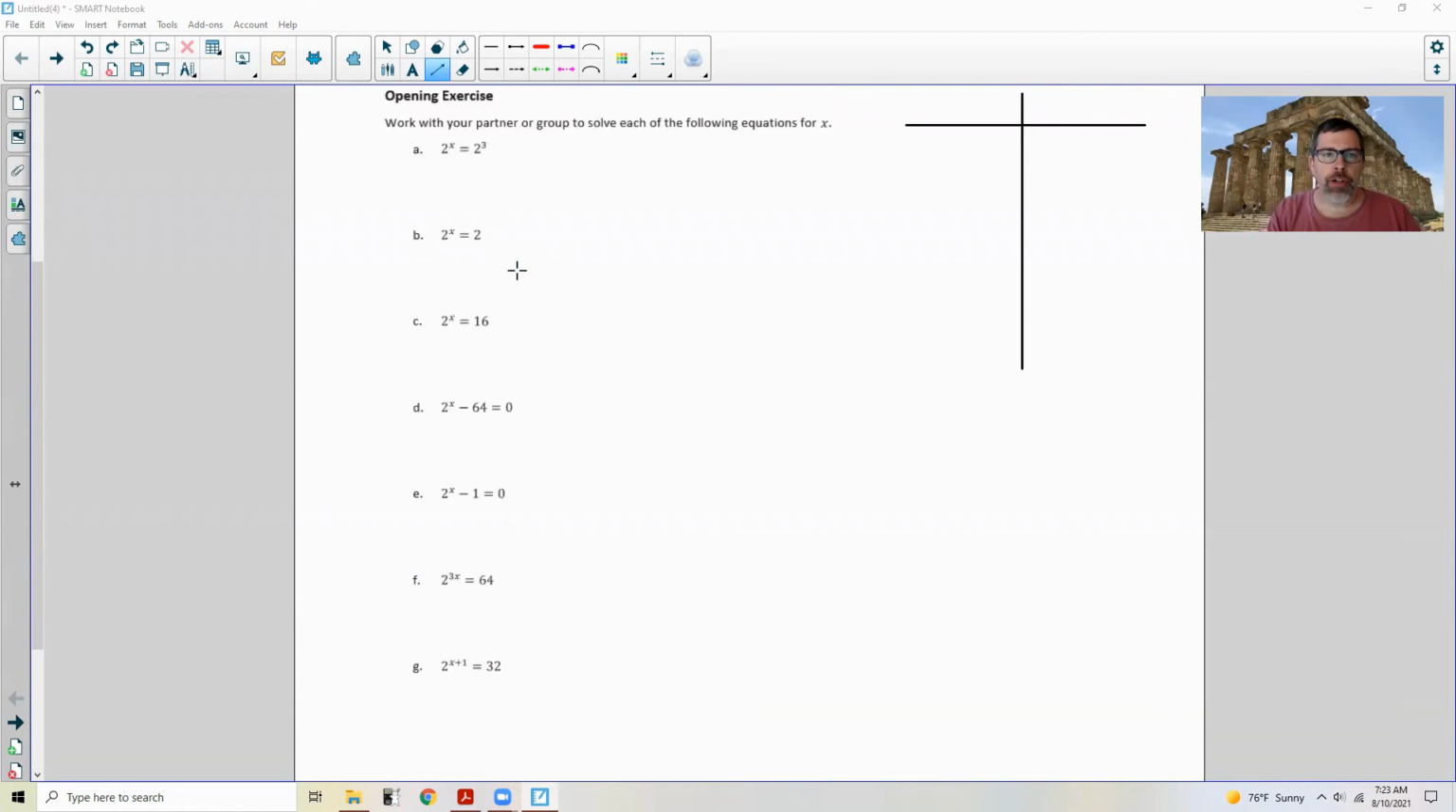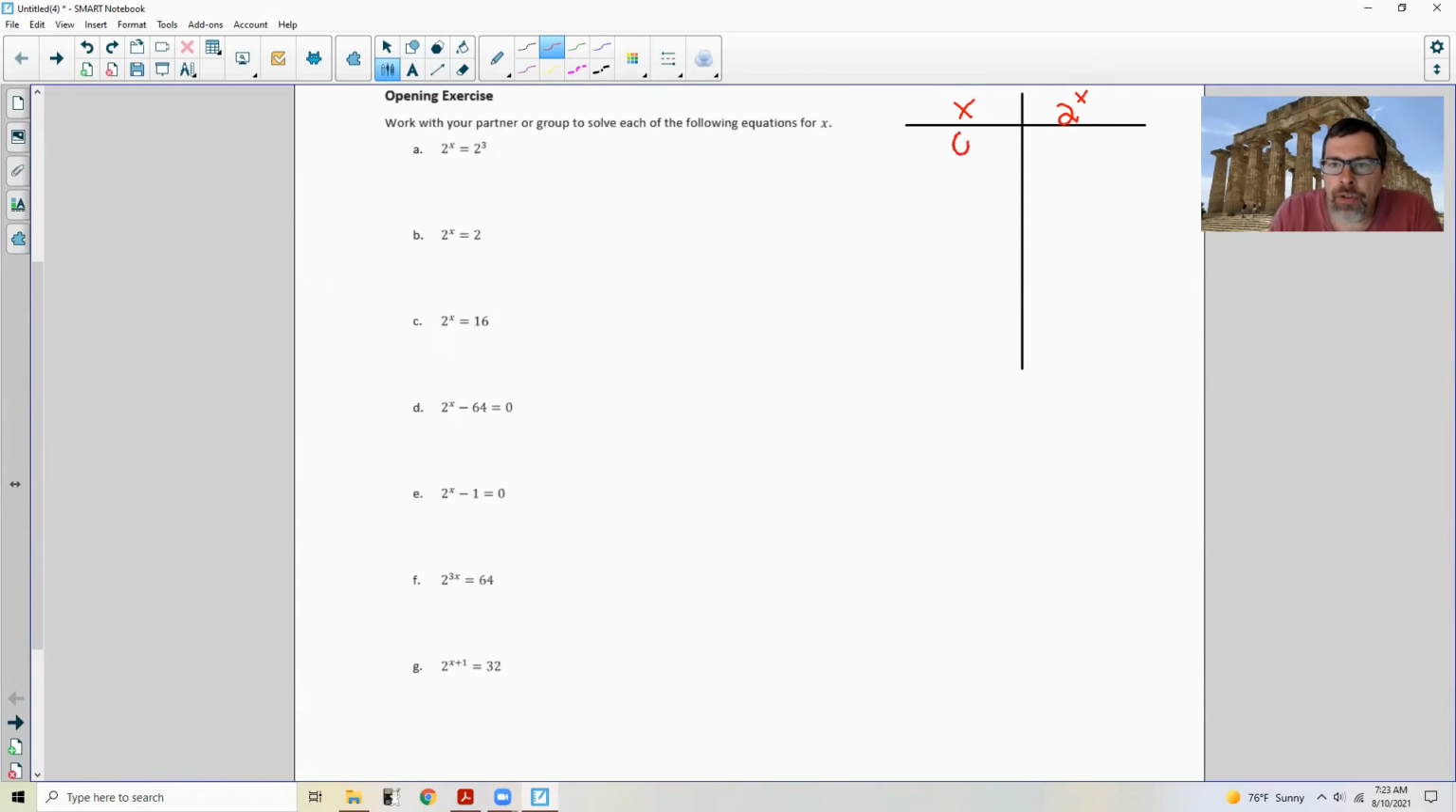Work with your partner or in groups to solve each of the following equations for x. All right, so here we go. So it's 2 to the x. It's an exponential function. So if I put x in a table over here, it might help to have a table. And then I put 2 to the x over here.